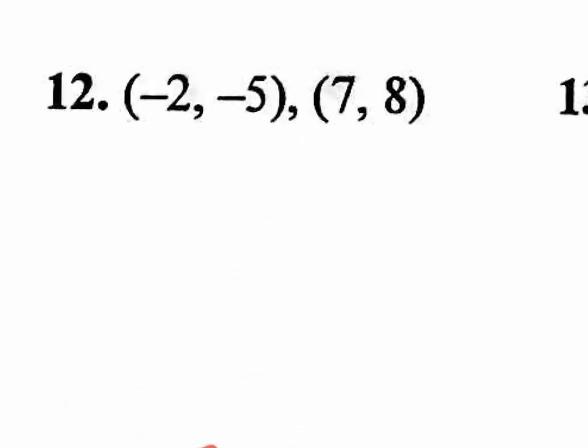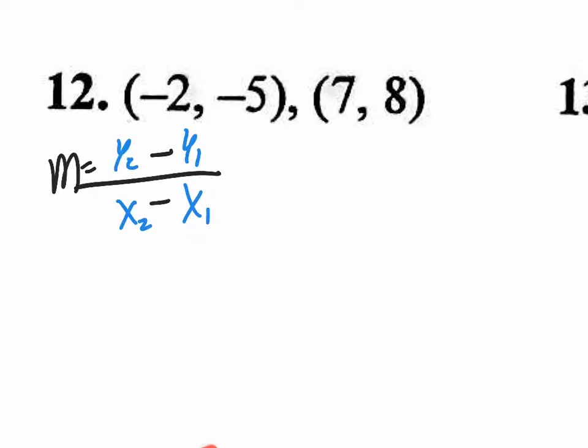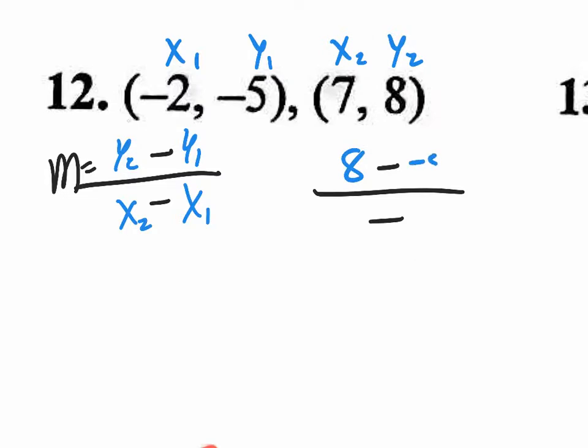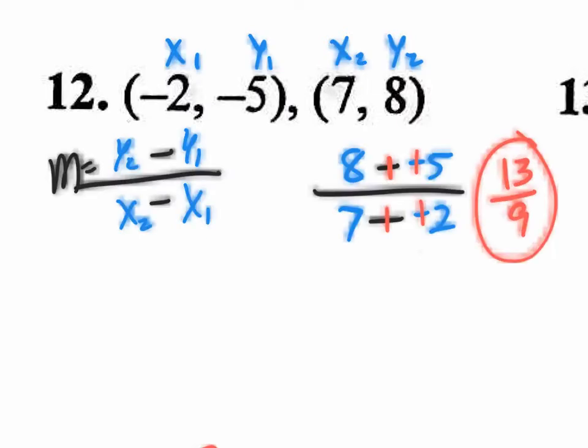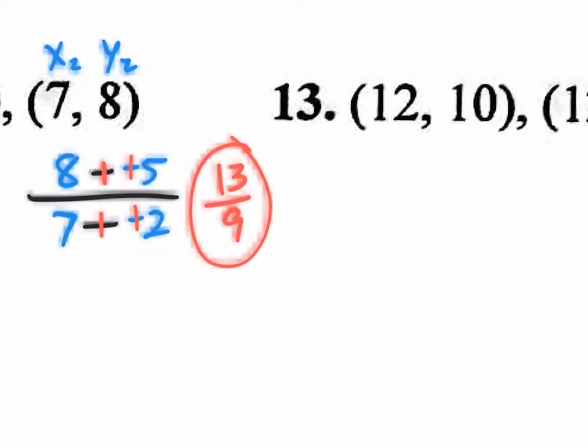Okay, so the slope formula. There's the slope formula. And let's label the coordinates, x y, x y, first point, second point. And now let's plug in our values into the formula itself. y2 is 8, y1 is negative 5, x2 is 7, x1 is negative 2. Minus minuses, change to plus, plus. 8 plus 5 is 13, 7 plus 2 is 9. There's your answer. You see, it's easy. Number 13.